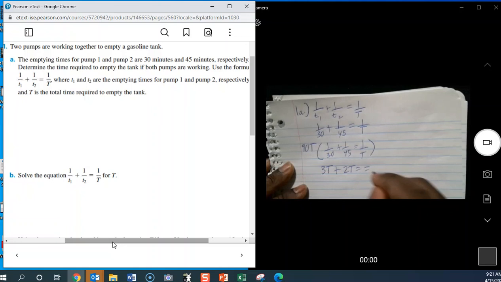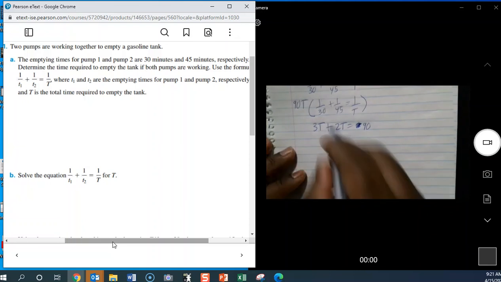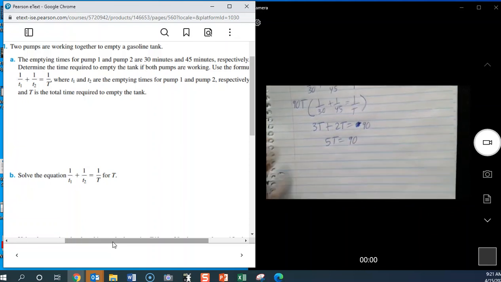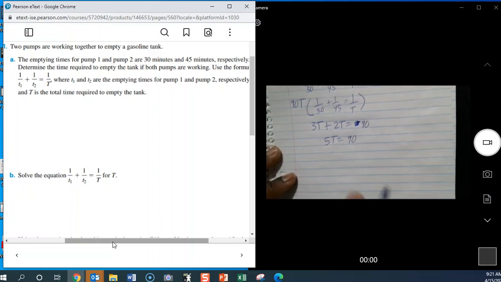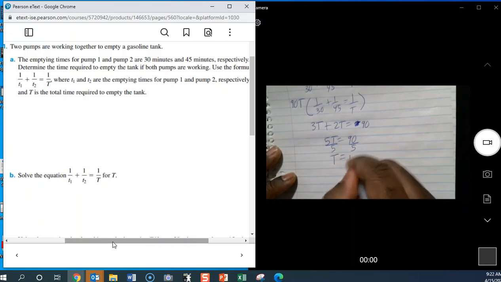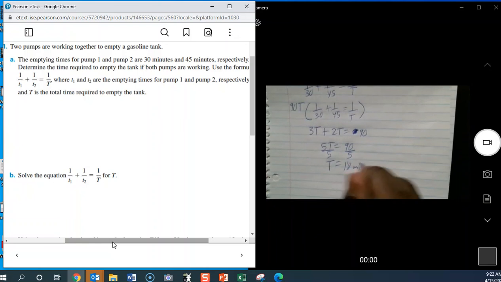These T's will cancel, and that will give you 90. 3T plus 2T is 5T, which is equal to 90. We divide each side by 5, and T is equal to 18 minutes. So it would take 18 minutes for this to empty.